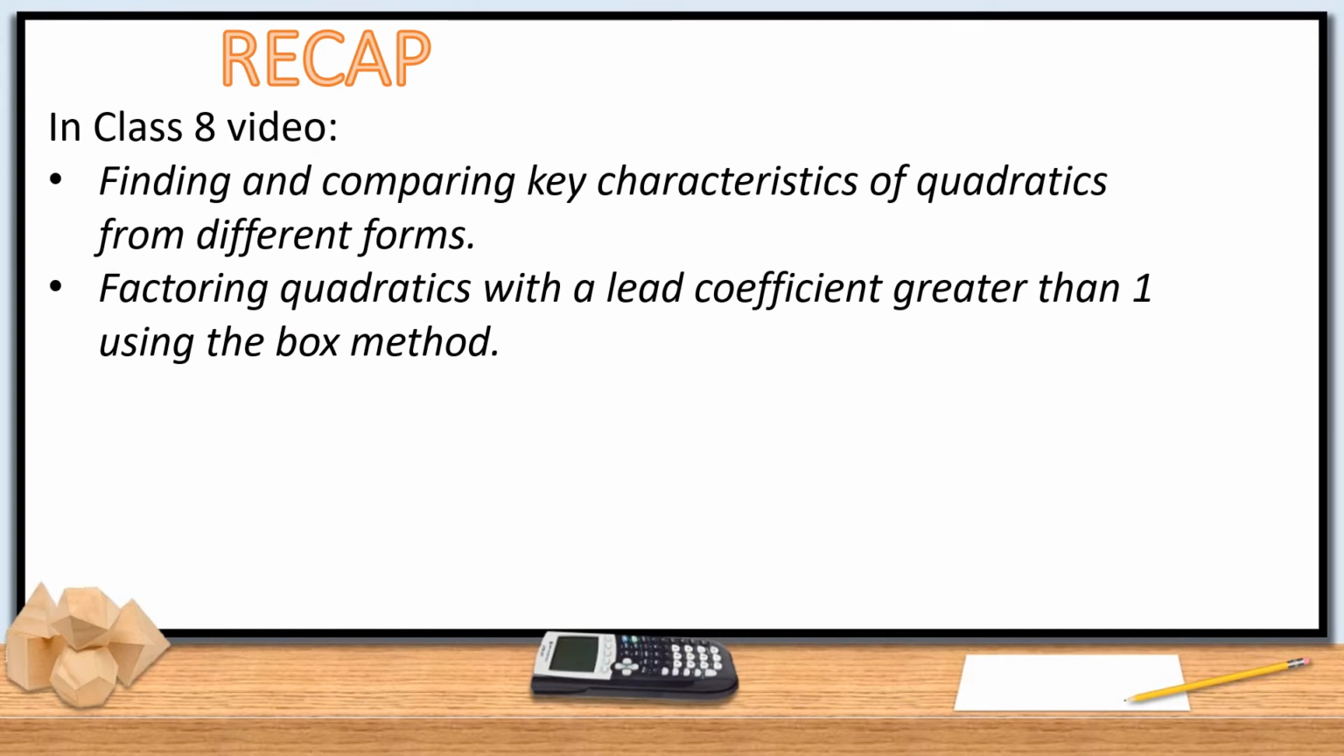So last class, we looked at finding and comparing the different characteristics of quadratics, so whether it was standard, vertex, or factored form, and then seeing, okay, how do we compare the two of those? So maybe with the max and mins, with the intercepts, with different rates of change from different intervals, making sure that you can do all that. And then we looked at factoring quadratics with a lead coefficient greater than 1. So that is the a value. If it is greater than 1, then we factor it using the box method or the window pane method.